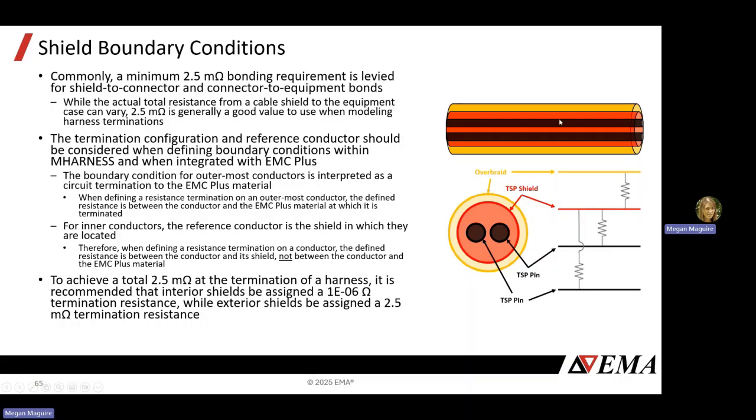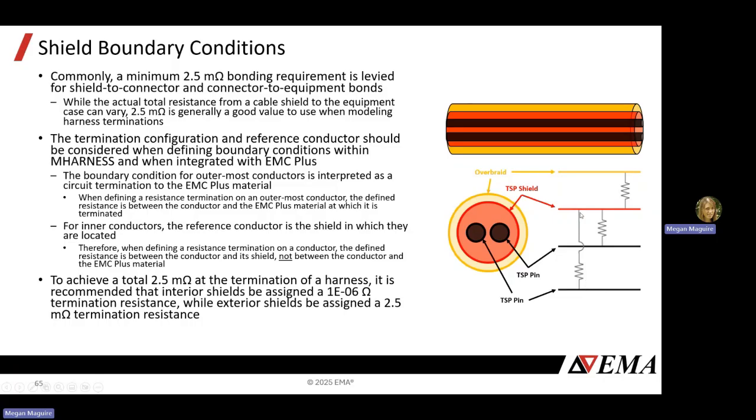On the right, I show an example of a TSP with an overbraid. The pins inside are black, the shield is red, and the overbraid is yellow. You can see in the stack up how that matches up. For the pins, their reference conductor is the shield. When you apply a boundary condition, I'm just going to refer to them as resistive for simplicity's sake. Let's say you apply a resistive boundary condition on one of the pins. That'll be the resistance from the pin to its shield.